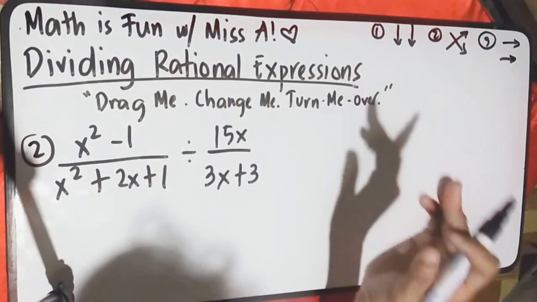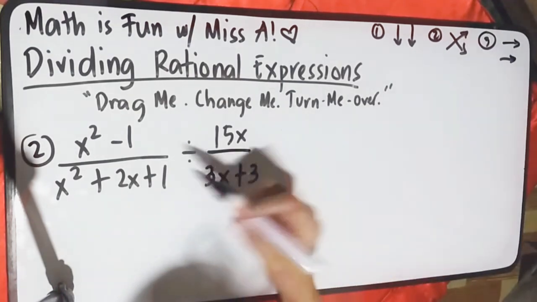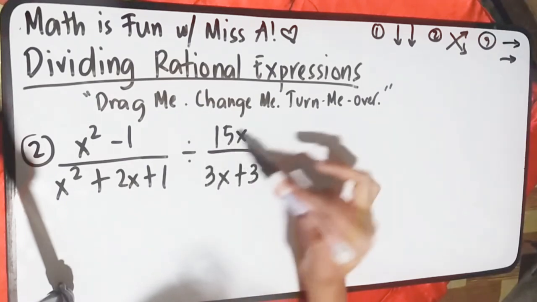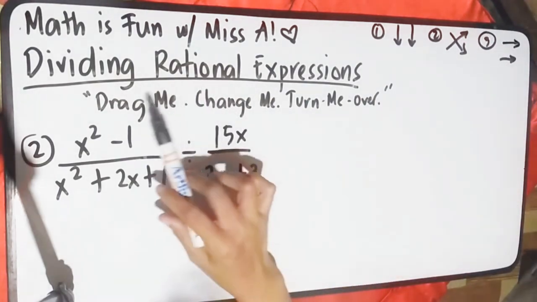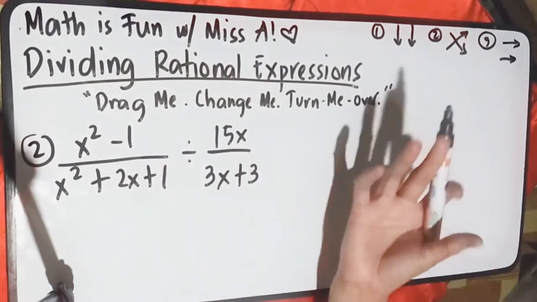Alright, let's have the last example for this part of the video. Okay, so you have x squared minus 1 all over x squared plus 2x plus 1 divided by 15x all over 3x plus 3. So again, the first step when you divide rational expressions is to use this one. Drag me, change me, turn me over.